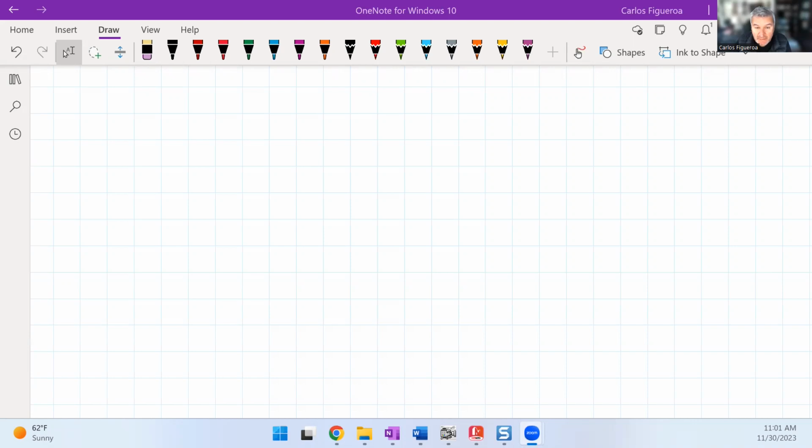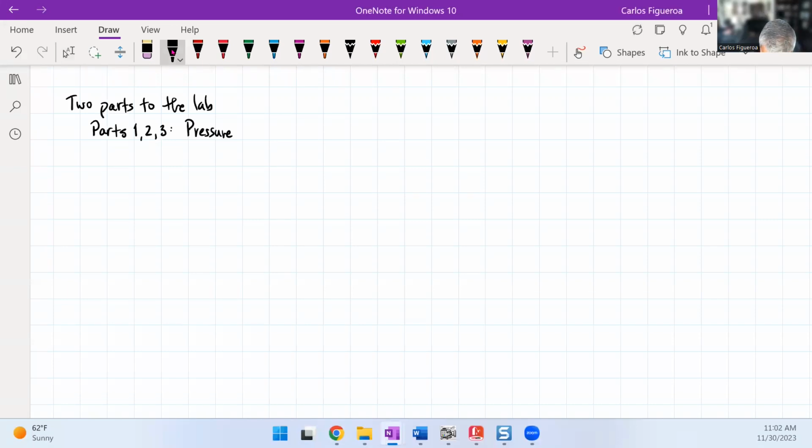So this lab is broken up into two pieces. So there's two parts to the lab. The first part deals with, let me be careful here, parts 1, 2, and 3. They deal with pressures and fluids. So we're really using the ideas of fluids.